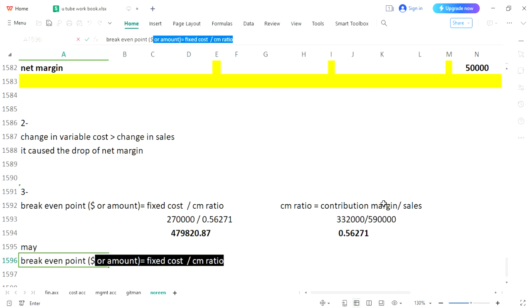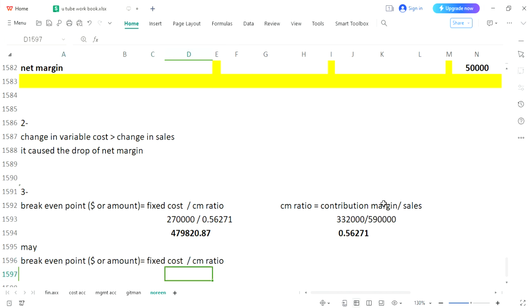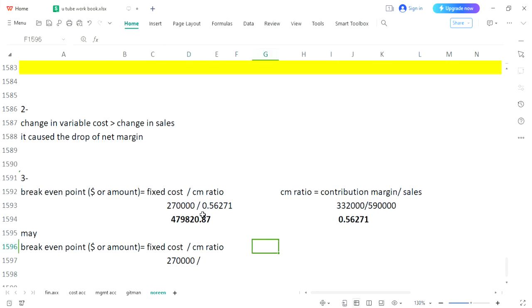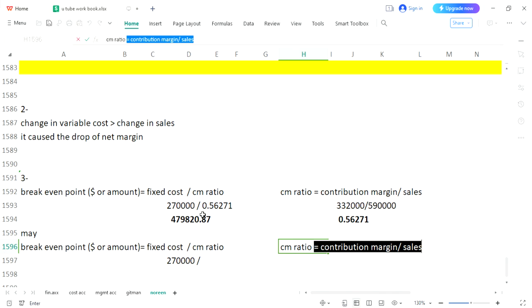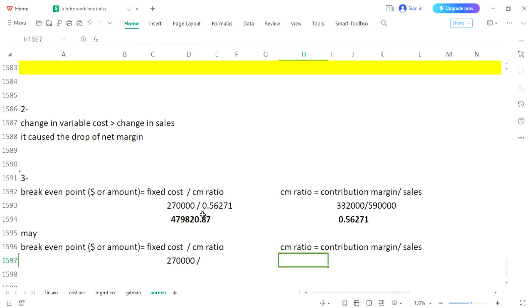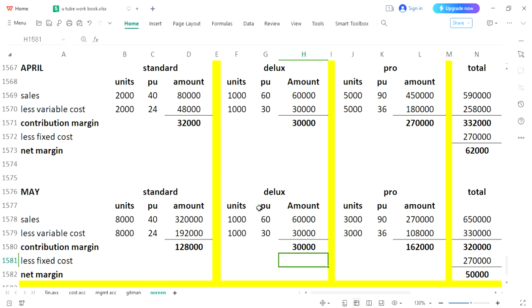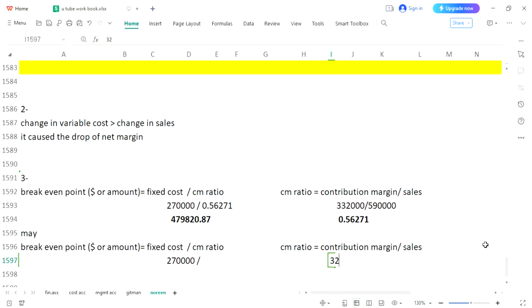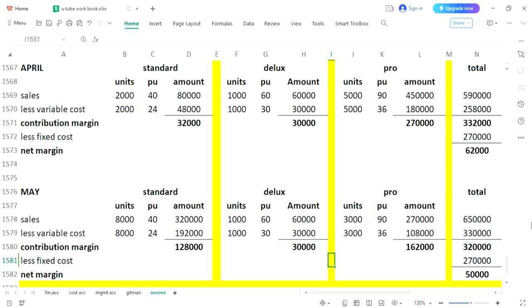And how do we calculate? We will divide fixed cost by CM ratio. Fixed cost would remain the same as usual, 270,000 for April and 270,000 for May as well. We need to divide it by CM ratio. For CM ratio, we will come over here. For the month of May, CM ratio would be different. How do we calculate CM ratio? By dividing CM by sales. Contribution margin for May. Now here we are in May. Contribution margin 320,000, divided by sales of May, 650,000.